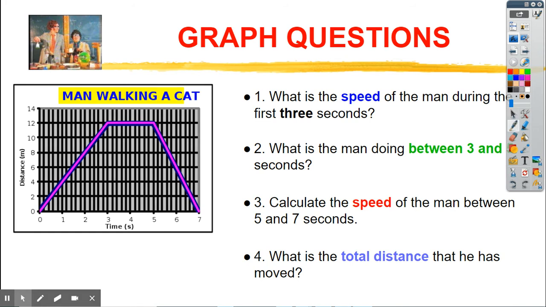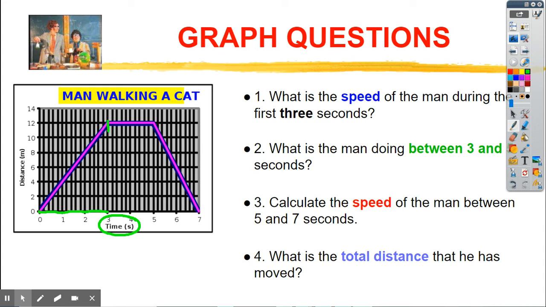Let me get a brighter color. Well, that matches that one. Let's get green. So during our first 3 seconds, we got 1, 2, 3. This is my time on my x-axis. What did he do during the first 3 seconds? Well, what was his speed?